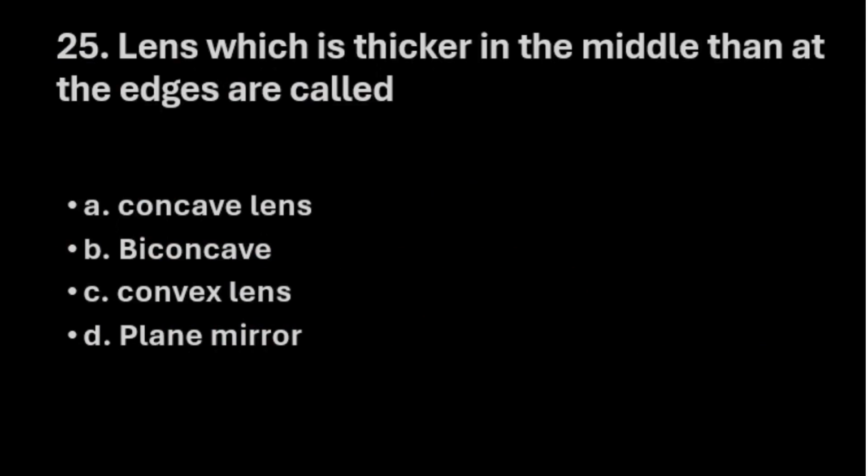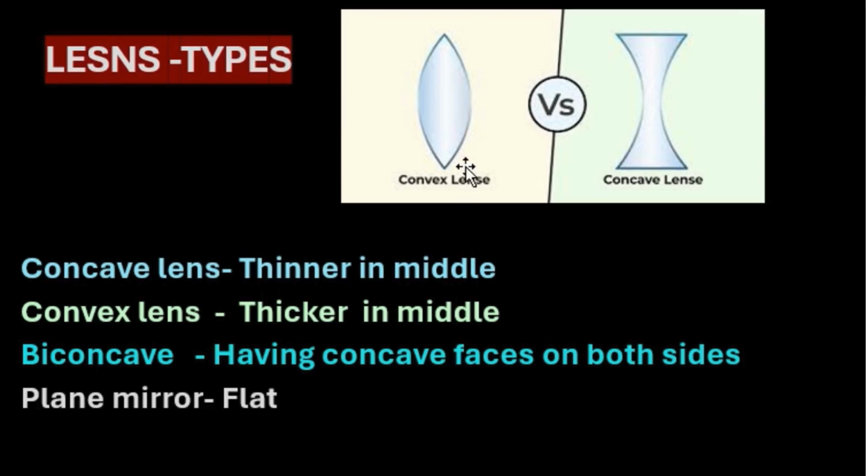Next question. The lens which is thicker in the middle than the edges is called option A, concave lens. Option B, biconcave lens. Option C, convex lens. And option D, plane mirror. Let us see the right answer. The right answer here is convex lens. So the lens thicker in the middle is the convex lens.